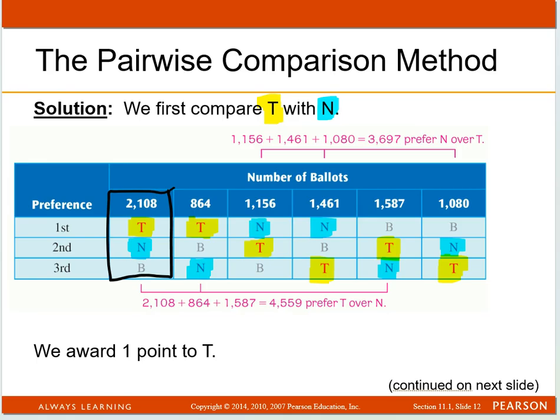And then I'm going to look at them. And that first column, tacos was ranked first. So the 2,108 people, which is right here, those are the people that prefer tacos over nachos, right? That would be tacos over nachos. They want yellow. Then I go to the next column, which is here. Same thing. Those 864 right there, they would have yellow before blue, tacos before nachos.